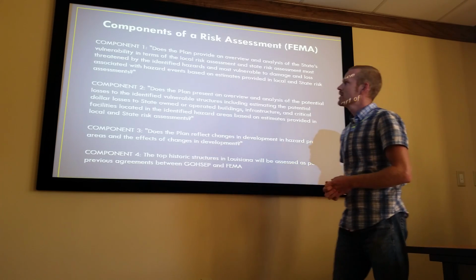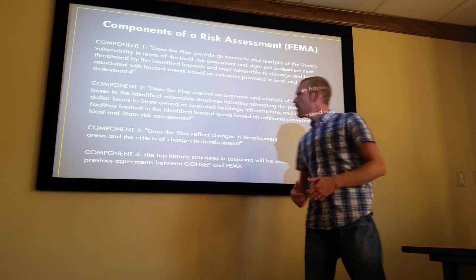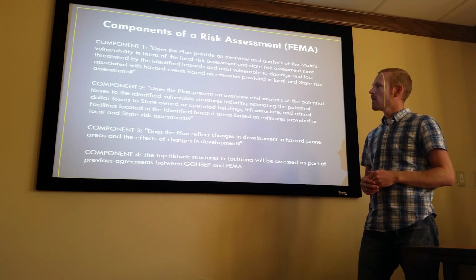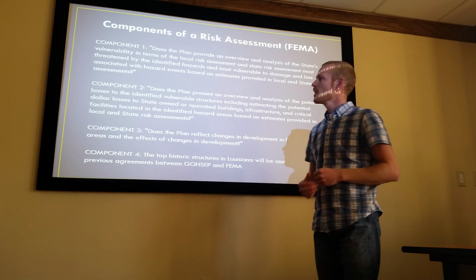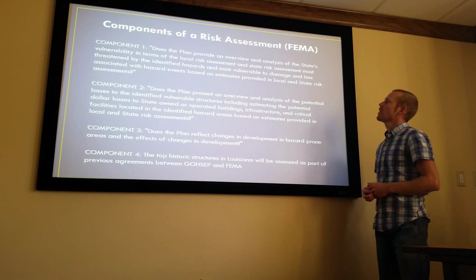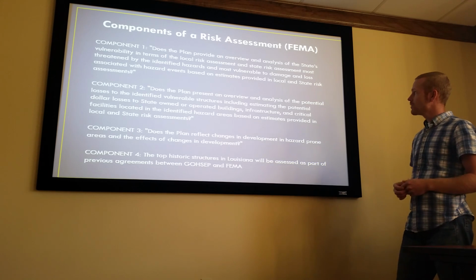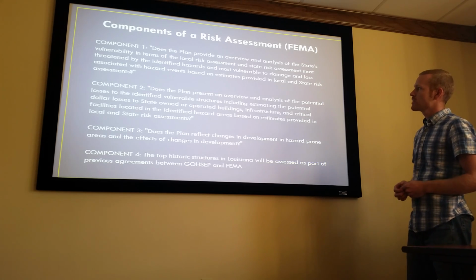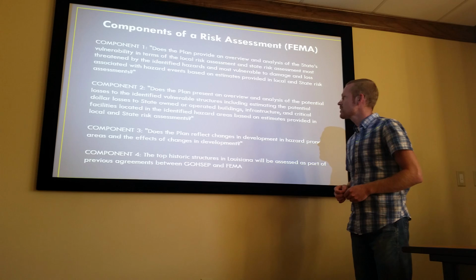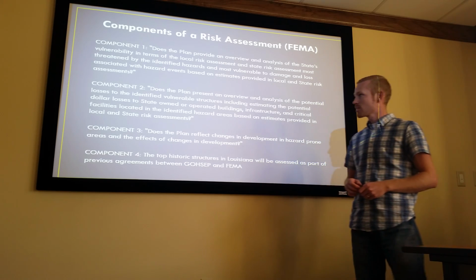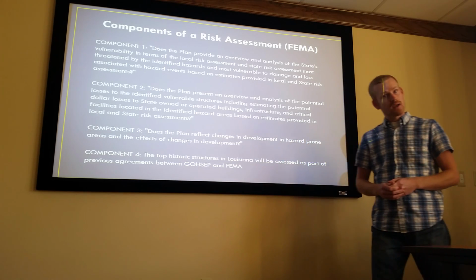The first three components, Component 1, Component 2, and Component 3, come directly from FEMA guidelines. And so I'll go ahead and read these off. They're really important. These are the main criteria that a risk assessment is judged upon. So Component 1, does the plan provide an overview and analysis of the state's vulnerability in terms of the local risk assessment and state risk assessment most threatened by the identified hazards and most vulnerable to damage and loss associated with hazard events based on estimates provided in local and state risk assessments. So that's part of Component 1, really identifying and profiling your hazards.